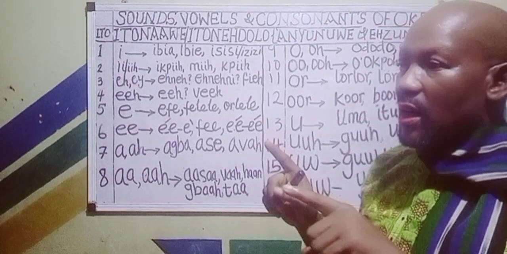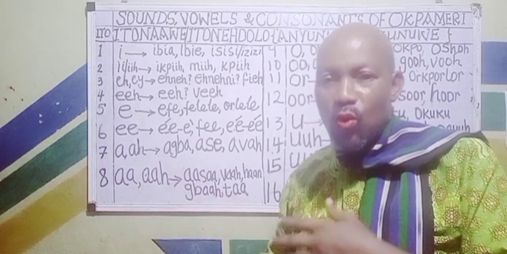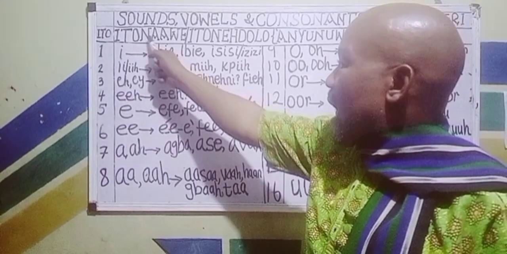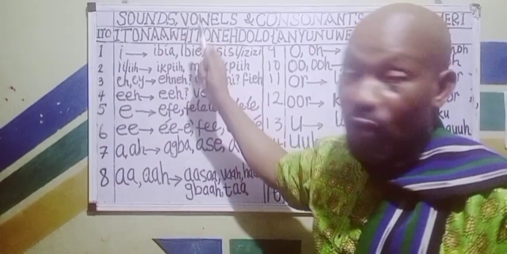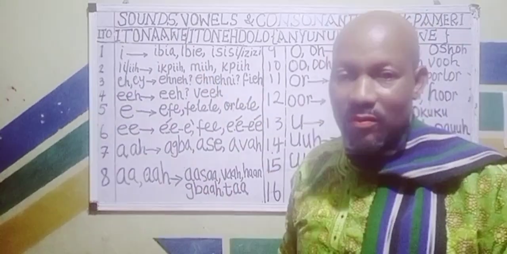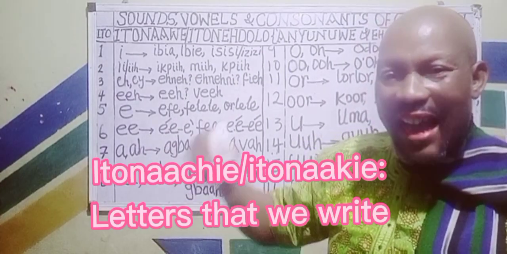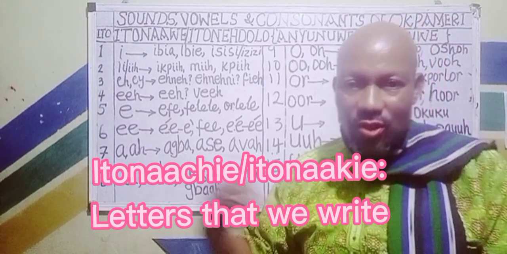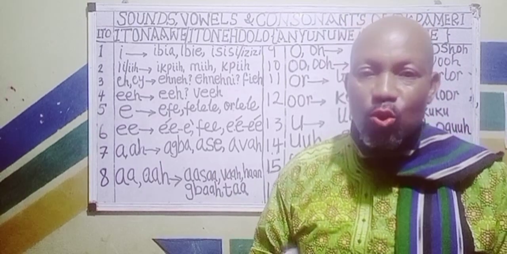Therefore, azunue and anyunue, or azunu dolo and anyunu dolo, all put together is what we call Itonaawe or Itonedolo. Itonedolo refers to all the phonemes of our primary language, while the letters, that is the ones that we write, will be Itonache or Itonake. The ones that we write are the letters, Itonake, Itonache. The ones that we say, which are phonemes, are Itonedolo or Itonaawe.